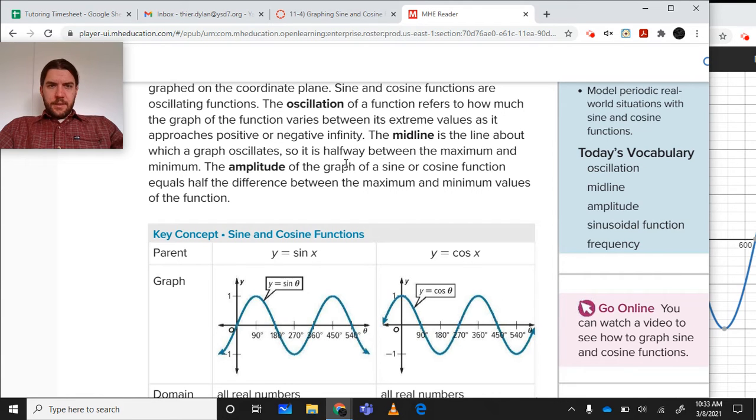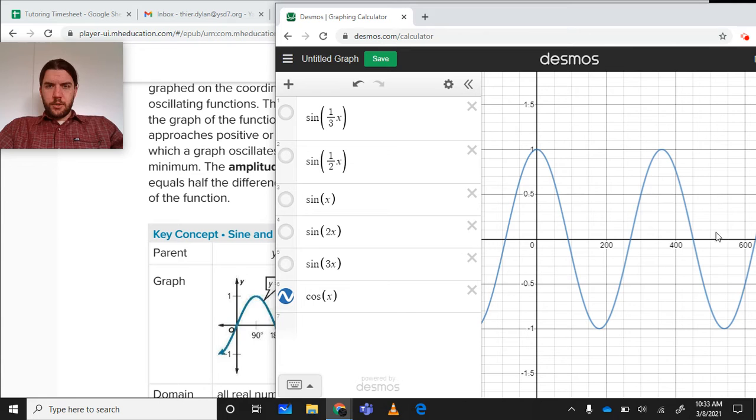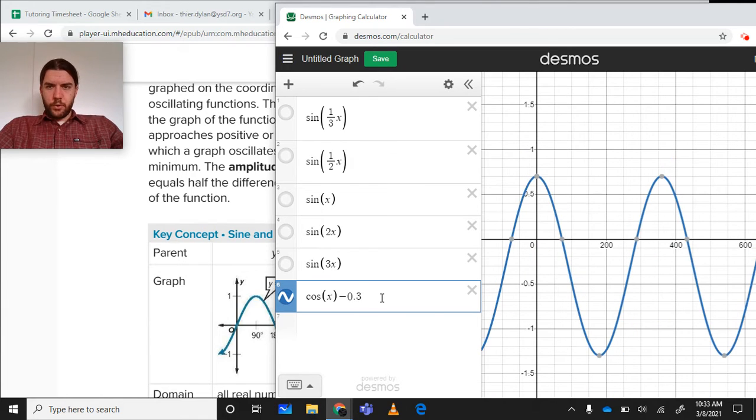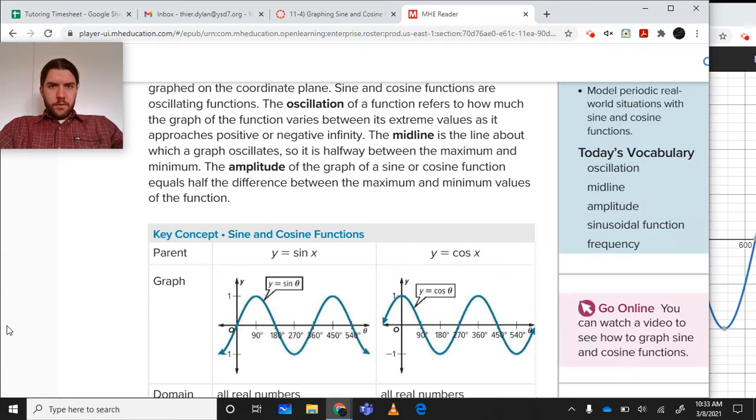The midline is the line about which the graph oscillates. So for this one, the midline would be just y equals 0. But if I wanted to lower that midline, I could bring it down. You could bring it down to any point for that midline, at 0.3 or something, right in the middle there. So that is our midline.